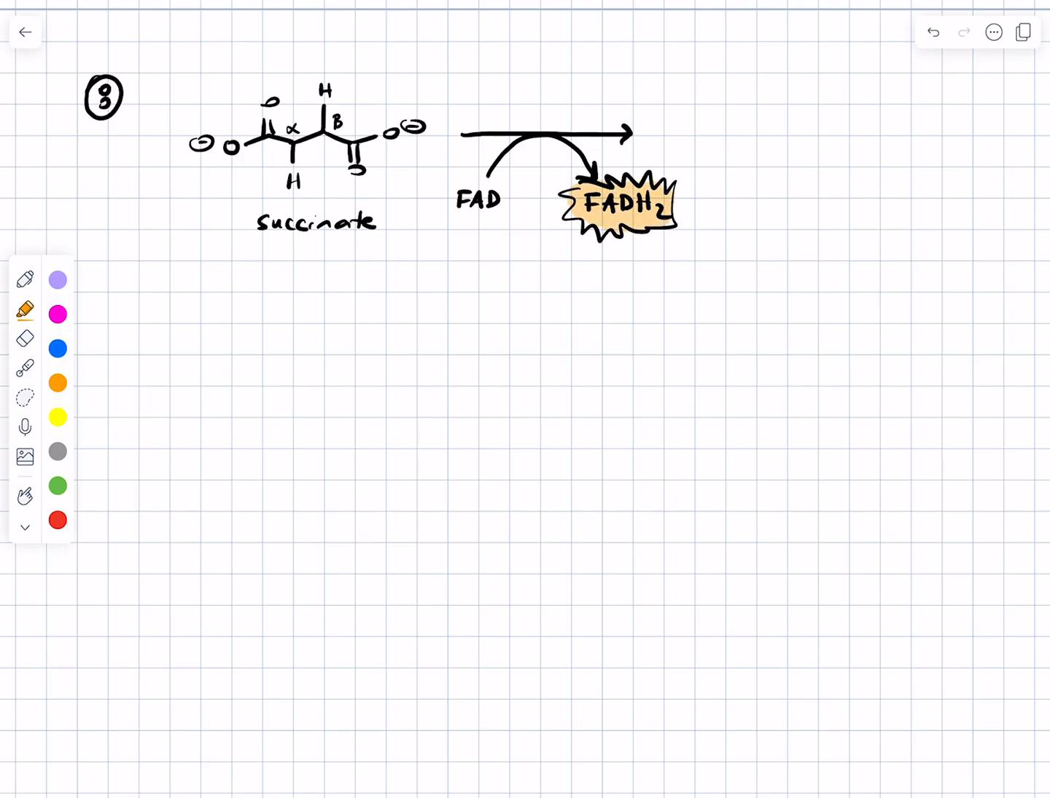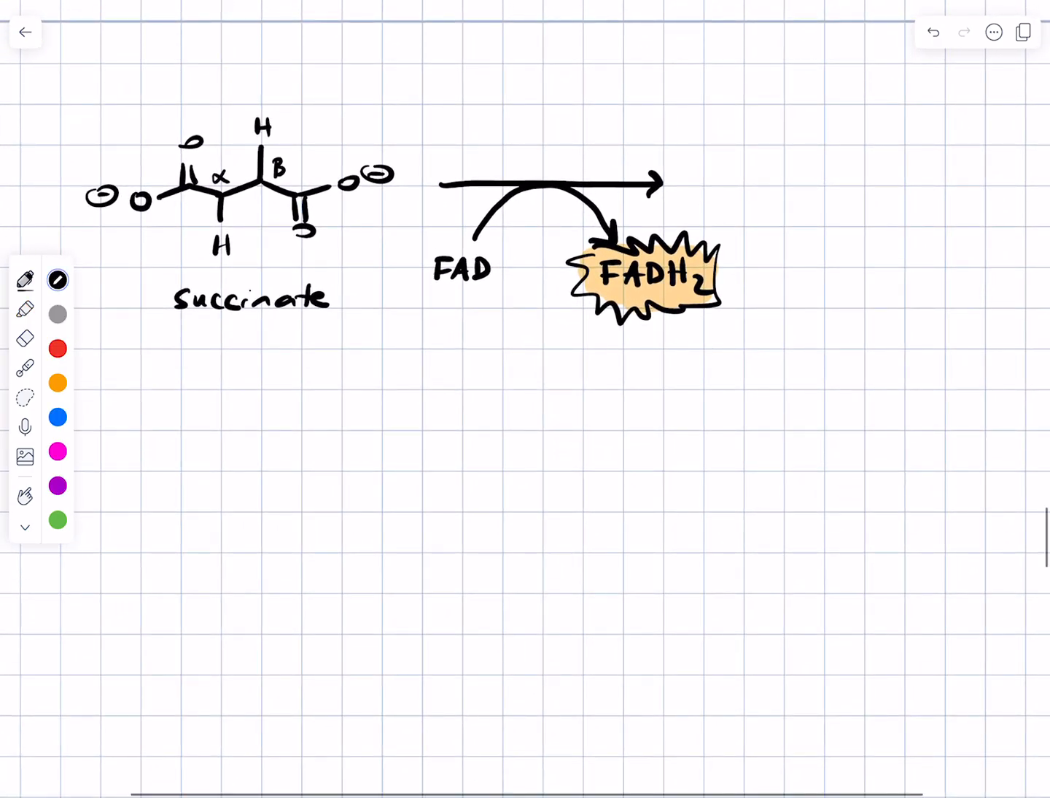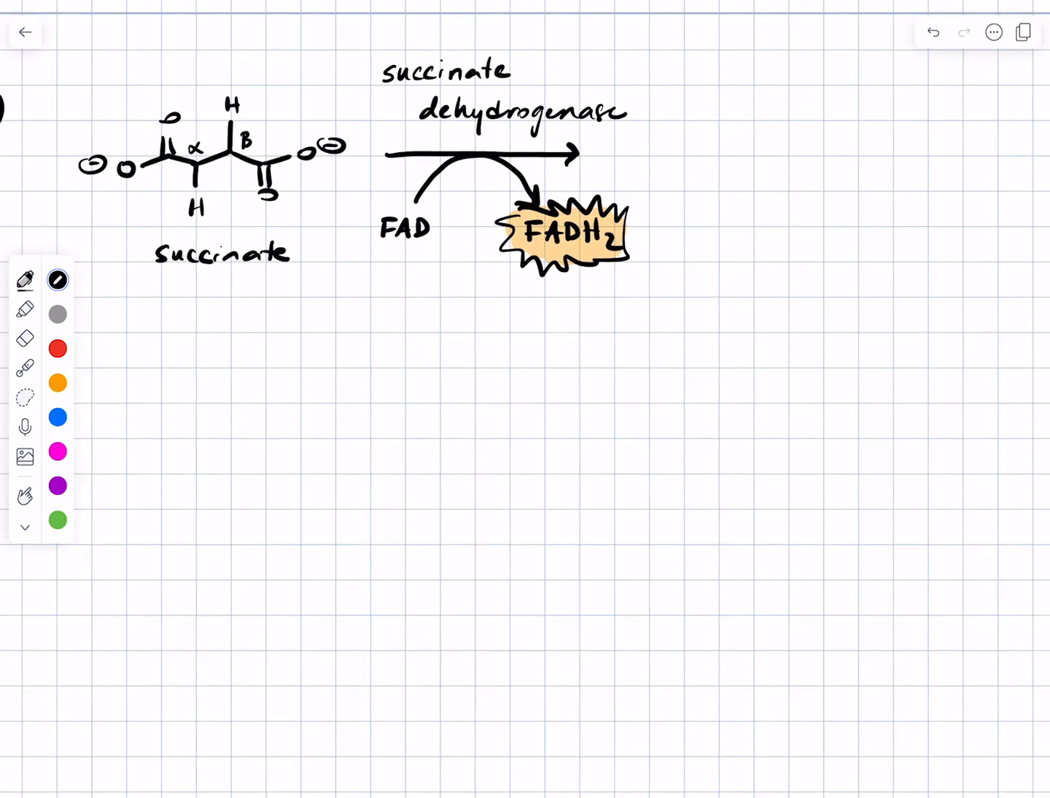FADH2 has a different reduction potential than NADH, so it intercepts the electron transport chain at a slightly downstream area, so we don't get quite as many molecules of ATP per molecule of FADH2. The enzyme that catalyzes this reaction is named, sensibly, succinate dehydrogenase, and the product is an alpha-beta unsaturated carbonyl compound, a double bond in between the alpha and the beta carbons, and this is called fumarate.